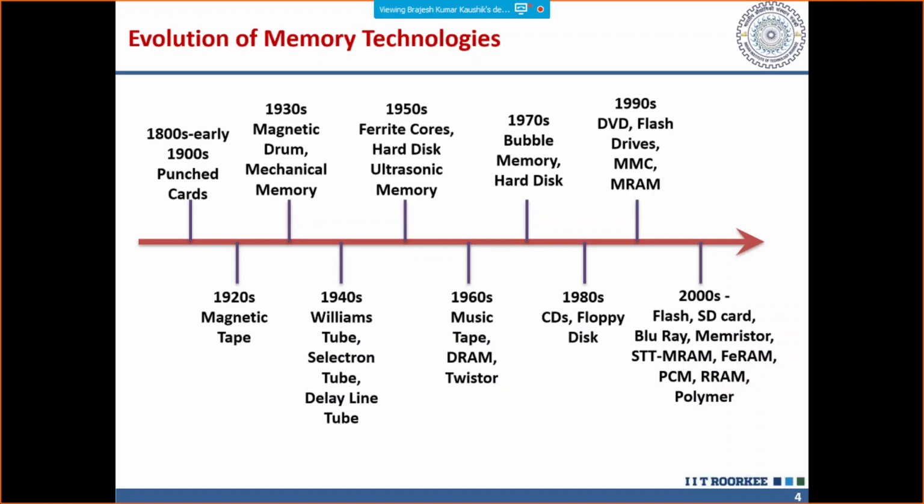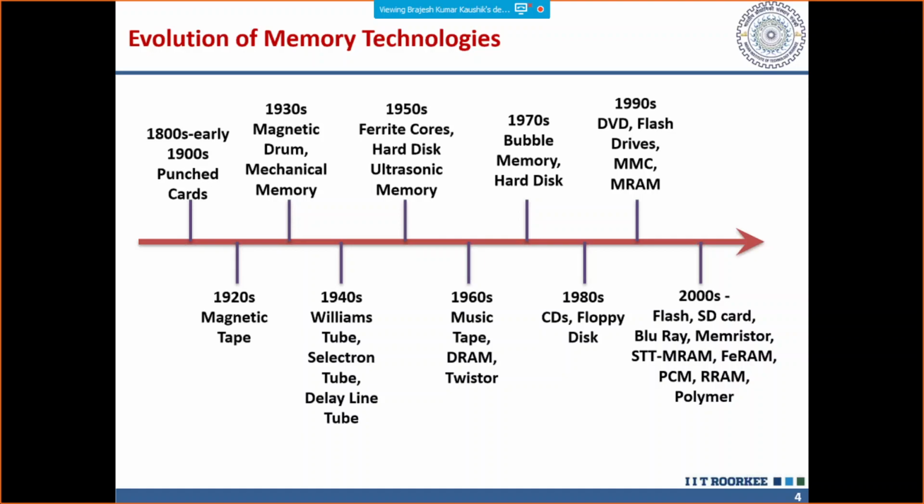So the evolution of memory technologies has been there for a very long time. If you see, it has been there in the 1800s to early 1900s in the form of punch cards. Then in the 1920s we had magnetic tapes, and then we went on with magnetic drums, mechanical memories, and you can see that after every 10 years the technology kept on changing. In the 1940s we had Williams tubes, during the time when tubes were very popular. Then we had ferrite cores, hard disk, ultrasonic memory. Then we had music tape, DRAM transistors, in the 1960s.